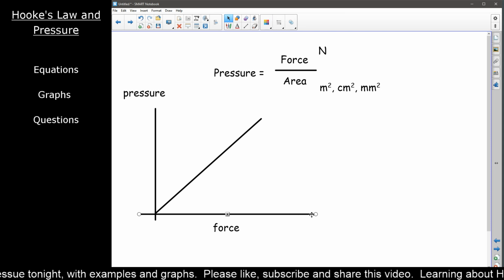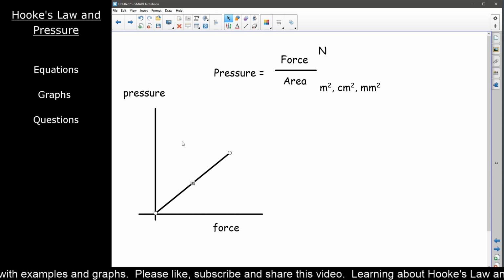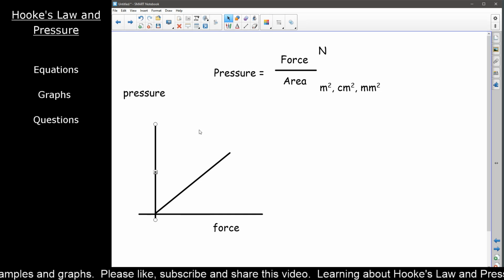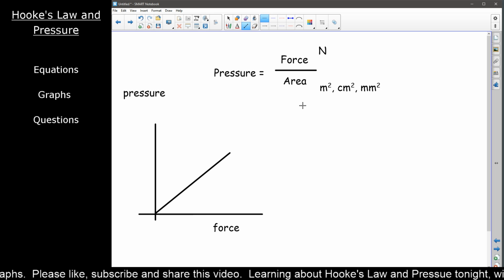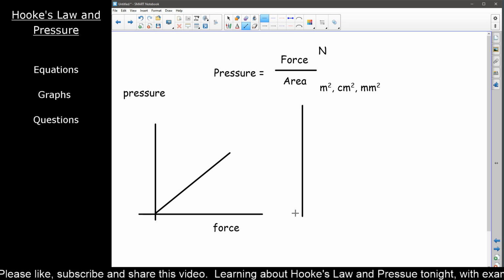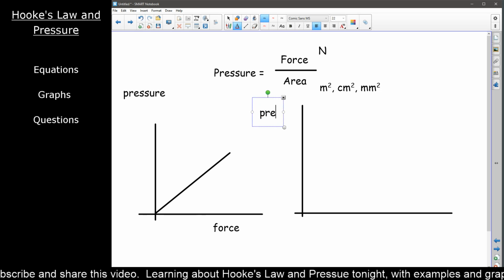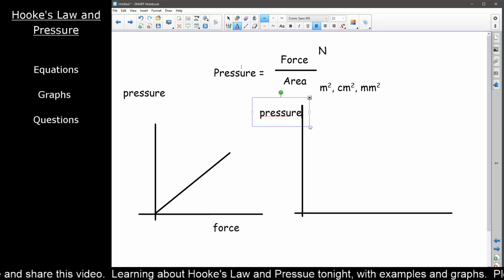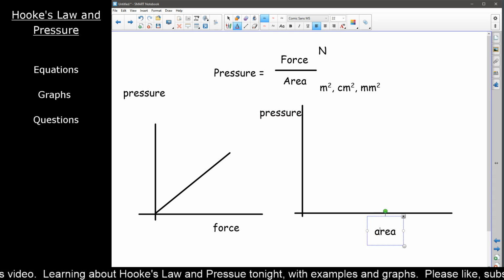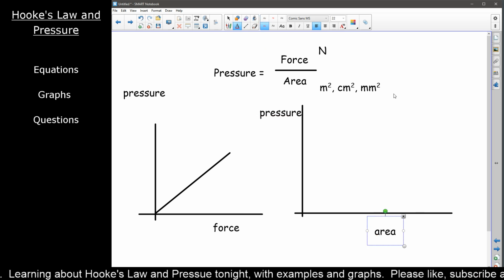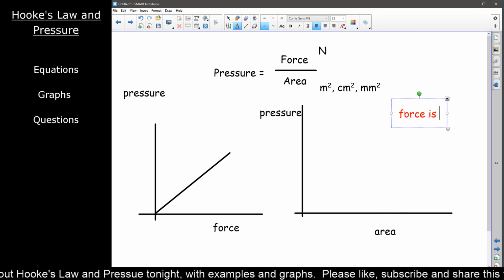That's not interesting. I honestly couldn't see you getting asked a question about that. There are so many other better situations where you can be asked about direct proportional relationships. The reason I bring it up is that there's another graph that's much more interesting, which is if you plot pressure up the side, again as you would because it's by itself, and you plot area across the bottom, and of course you would have to keep the force the same, so force is constant.